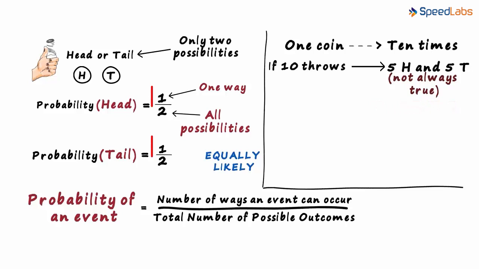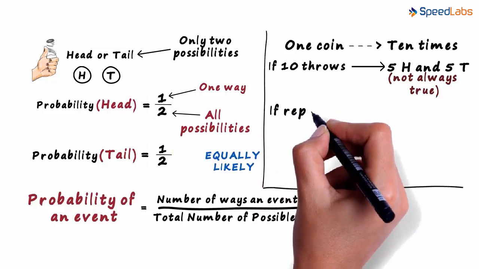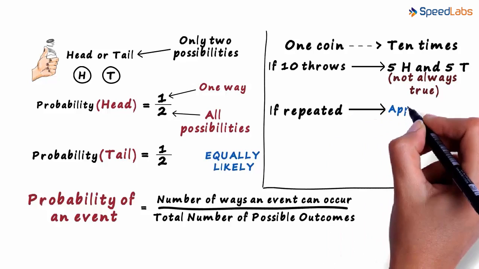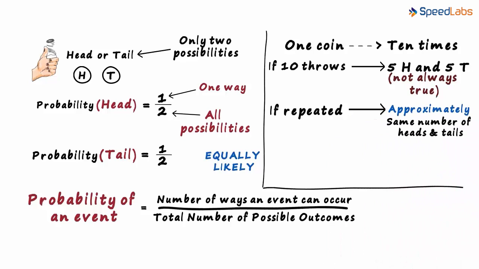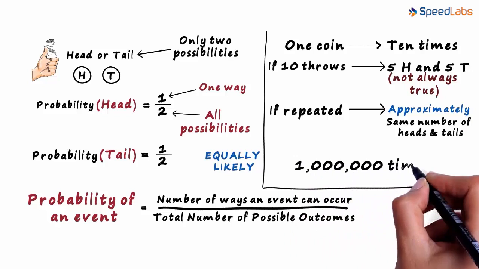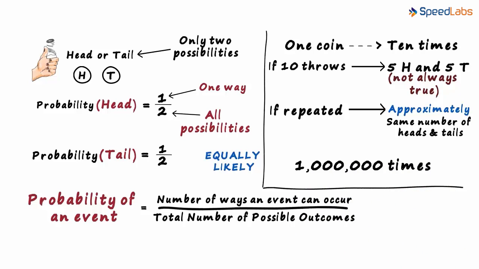So what does this half essentially tell us? It tells us that if the process of tossing a coin is repeated many times, then we will get approximately the same number of heads and tails. So if you toss a fair coin 1,000,000 times, you will see that you would get almost the same number of heads and tails. Remember, the probability does not give you a perfect or a sure shot answer. It just tells you the likelihood of an event occurring.